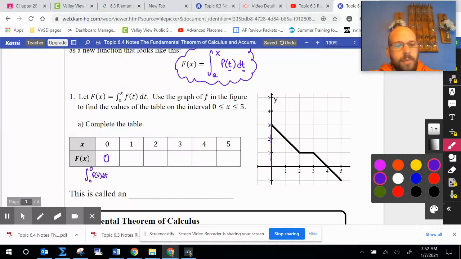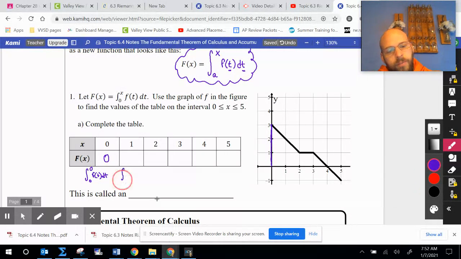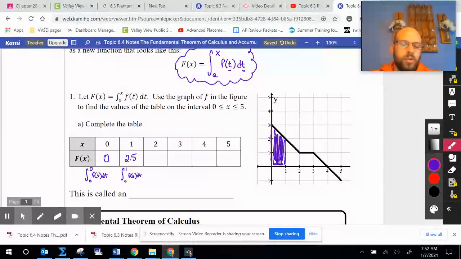Now, if I do the integral from 0 to 1 of f of t dt, I want the area from 0 to 1, and I get a nice looking trapezoid. So it's one half times base 1 plus base 2: 3 plus 2 is 5, divided by 2 is 2.5, times the height. If we found the area of that trapezoid, you should get 2.5. And we're just going to keep going.